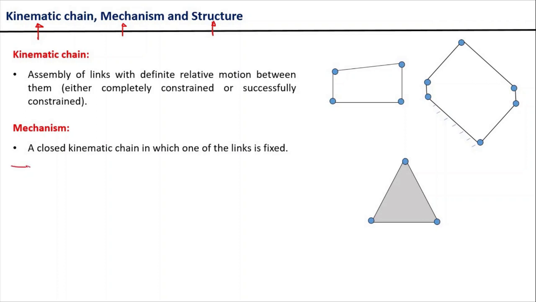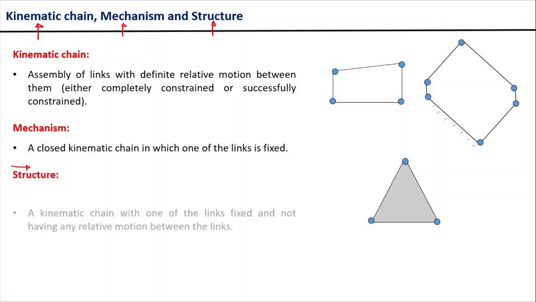So in short, you can simply define a mechanism as a closed kinematic chain in which one of the links is fixed. So again you can say that it is a series of links connected to each other, and in that series, if you pick one of the links and fix it, then that kinematic chain will convert to a mechanism.